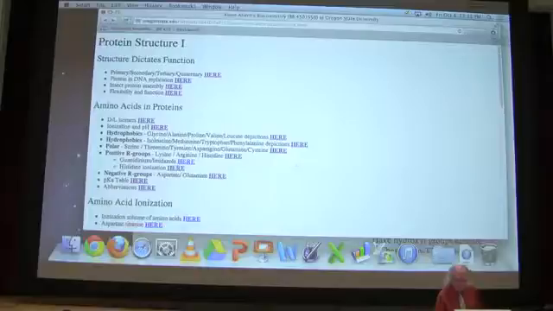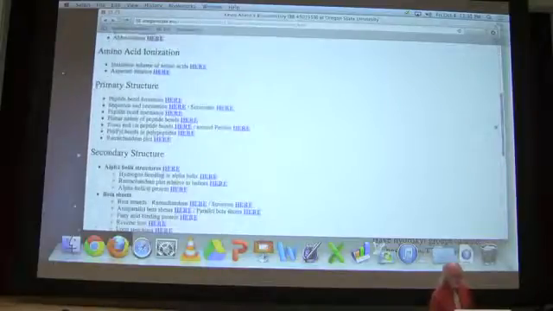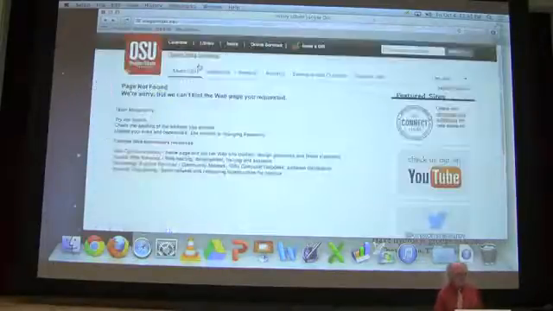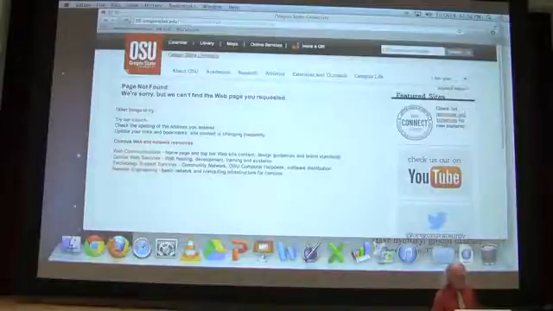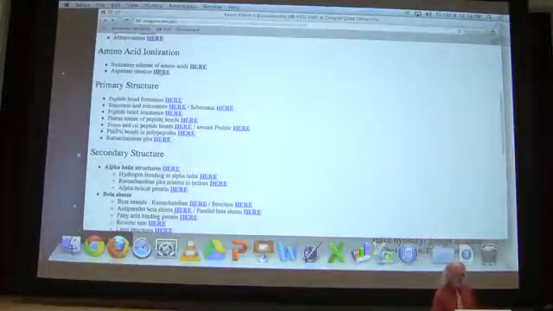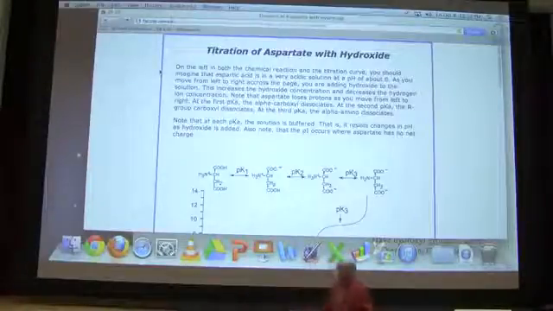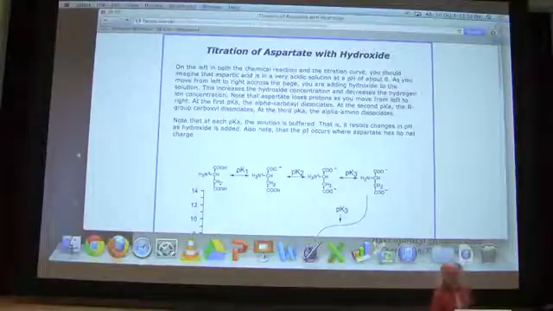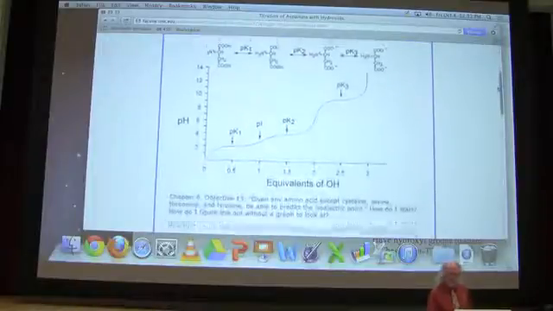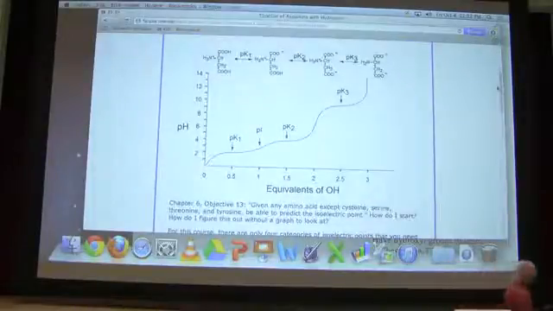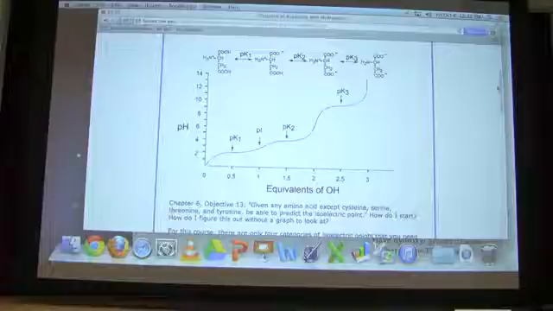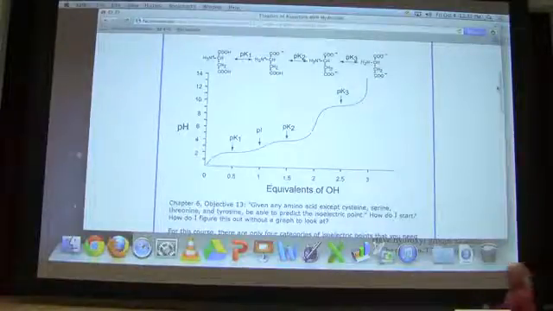Let's turn our attention to amino acid ionization again. You've already seen in your recitation last week how aspartate can ionize. And I asked you to look at this figure and in the recitation talk about what this figure tells you. I'm going to tell you what this figure tells me. Maybe this will help guide you.